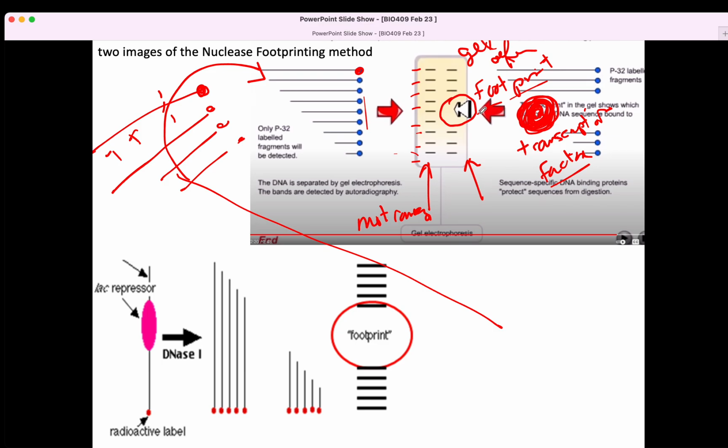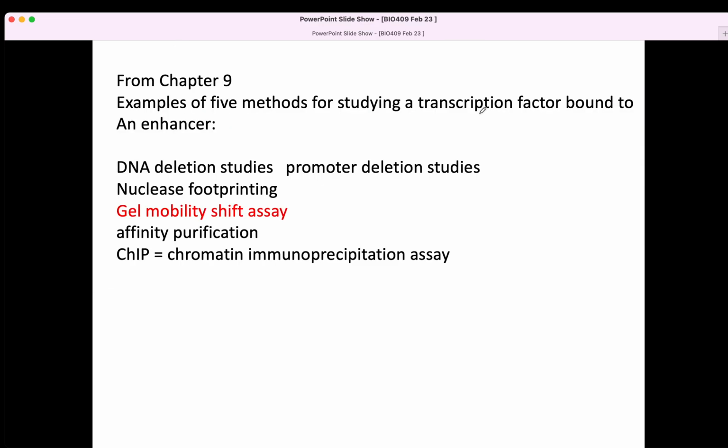So that's a second way that scientists could map the location of the enhancer. First one is this DNA deletion work. Second, totally different kind of experiment: try to protect the DNA at the enhancer by adding the transcription factor and protect it from degradation. And I'll describe one more method, and that's this gel mobility shift assay, and that does the same type of thing. Scientists want to be really convinced of the location of an enhancer, so they use different methods to come to the same conclusion.